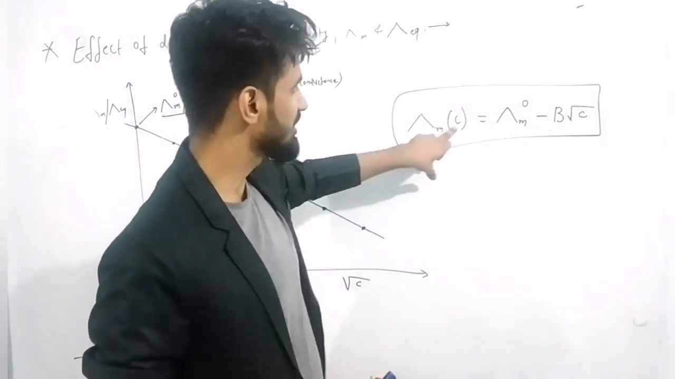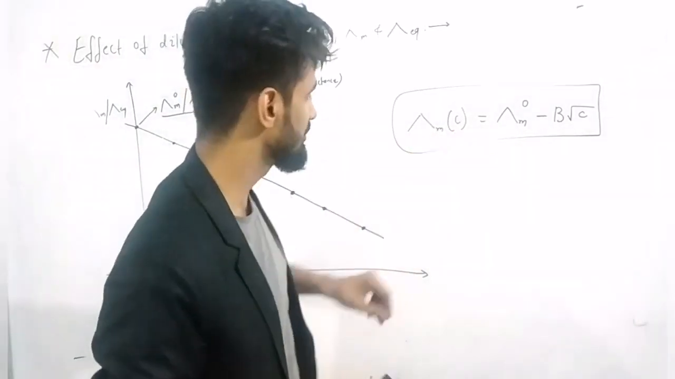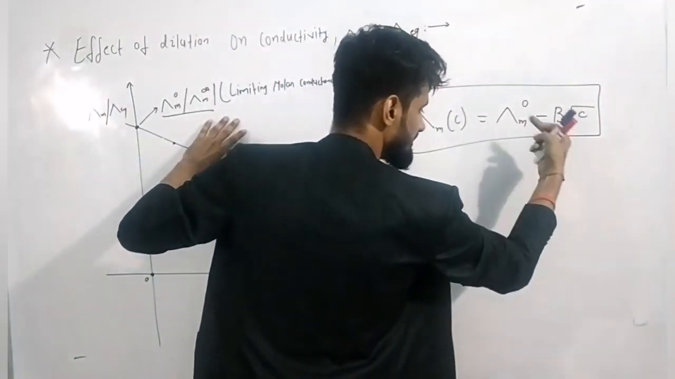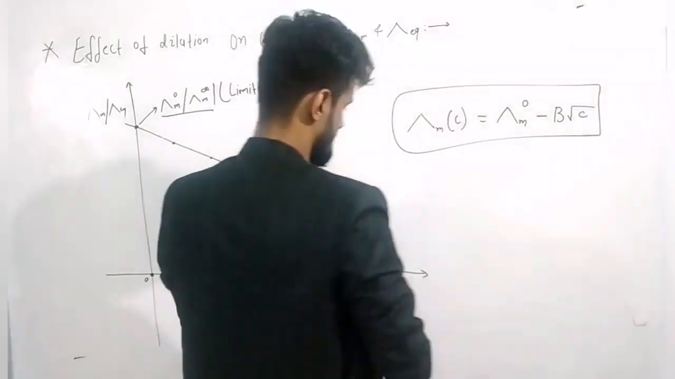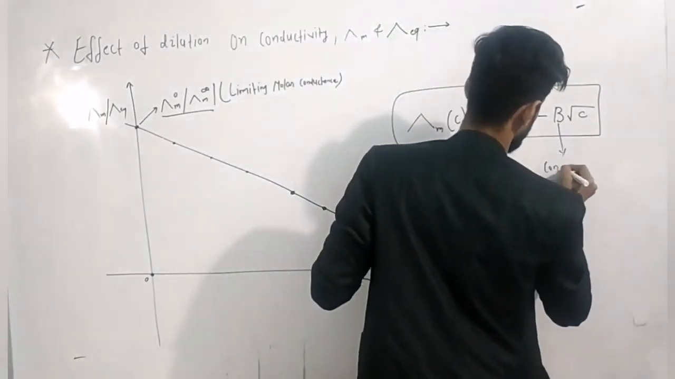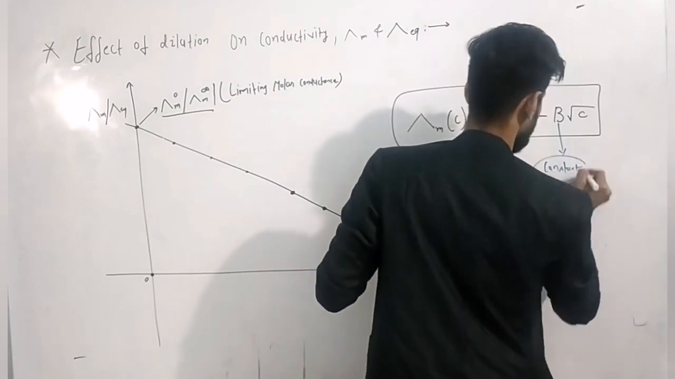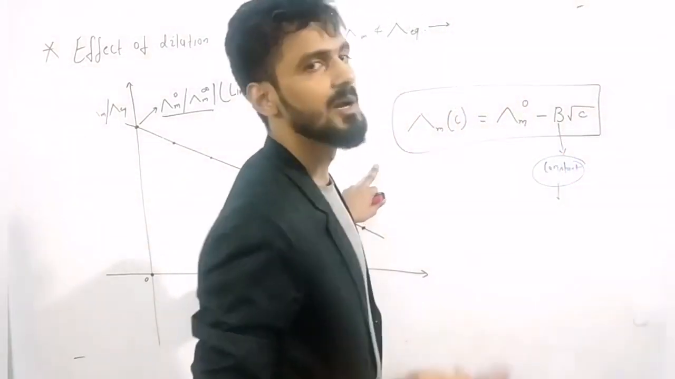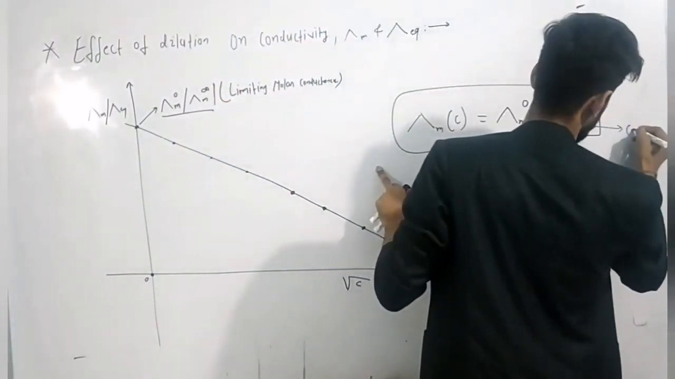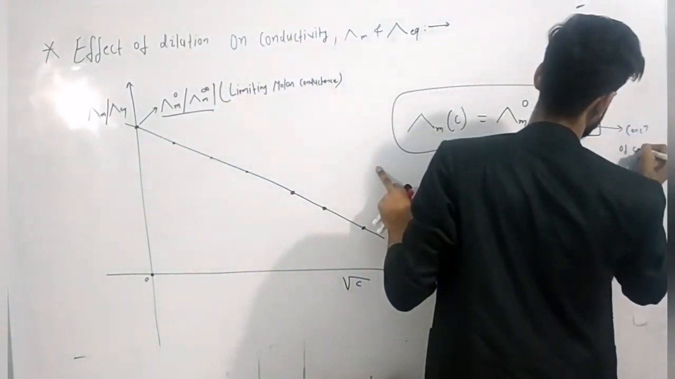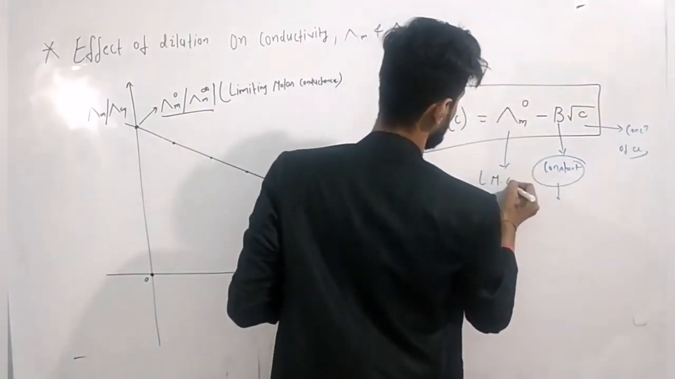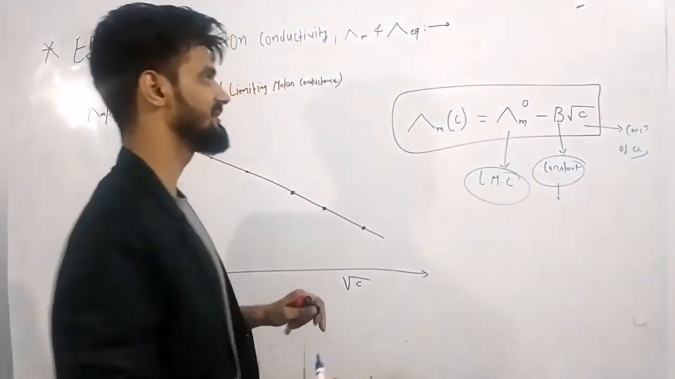So kappa molar at any concentration that we calculate for a strong electrolyte equals kappa naught molar infinite minus B root C. B is a constant that will also be given, and it has also been calculated empirically. You can't calculate it theoretically. C is the concentration of the electrolytic solution, and kappa naught is the limiting molar conductance, LMC.